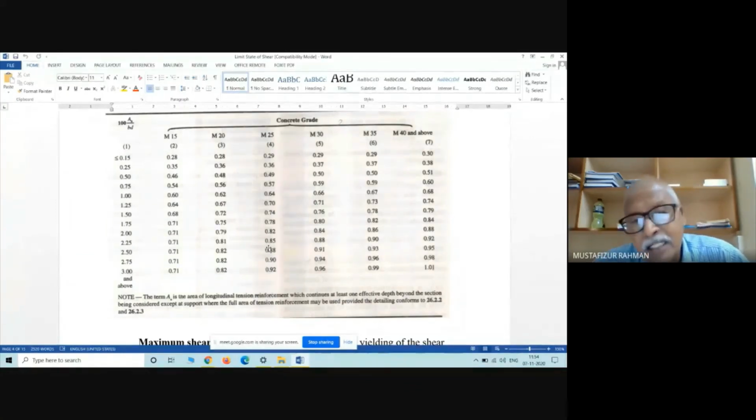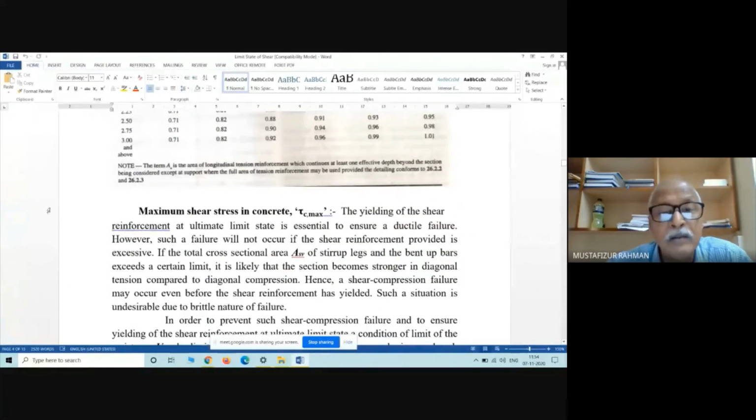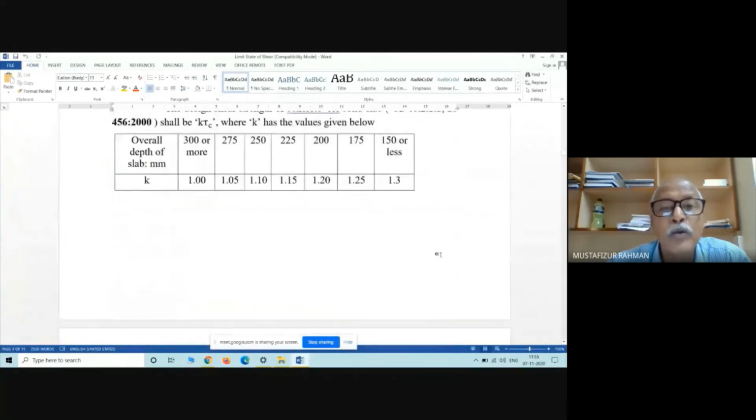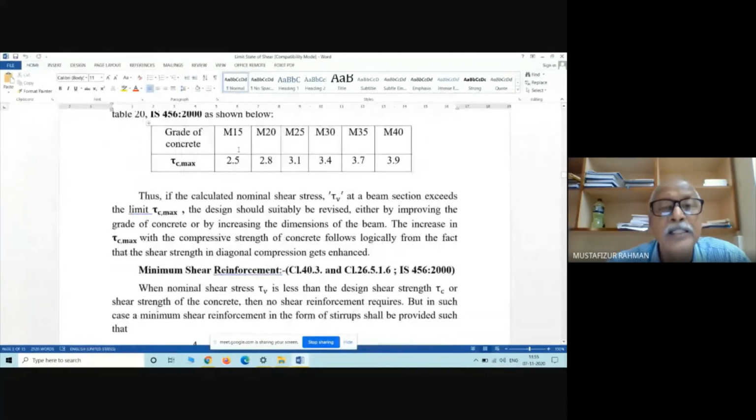Now, sometimes it is not given that the value can be infinite. There is a maximum limit which is called tau C maximum. Now see here, again it is in the code. Maximum shear stress, tau C maximum. There is a table number 20. This is table number 20.